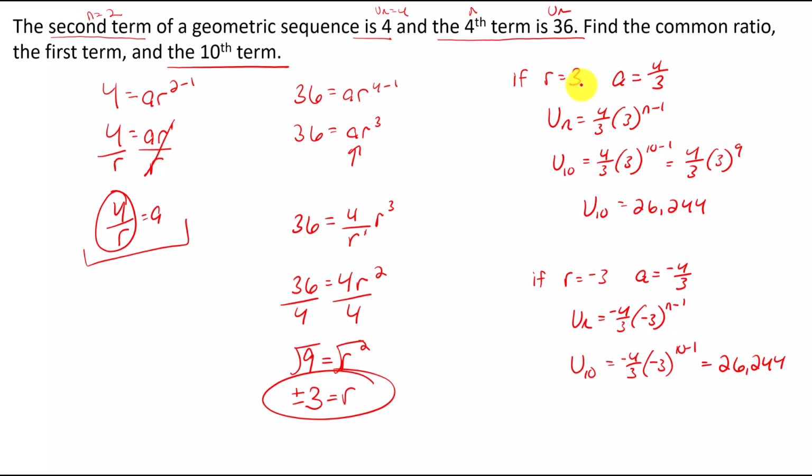If they don't give you information as far as whether your sequence is all positive numbers or whether it's alternating, okay? When this happens and we get 2 possible r's, we need to have a way to know which r we should use, or we're going to do both, okay? But in this case, we got the same answer, so it was fine.